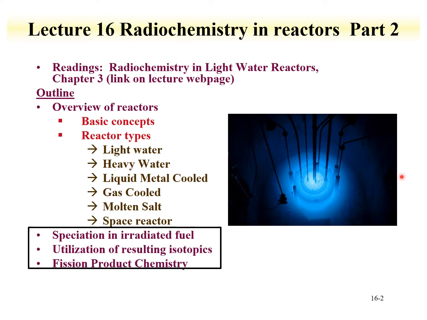Here's a picture of a reactor. This is a research reactor, and this blue glow around the reactor is Cherenkov radiation. Cherenkov radiation occurs when particles travel faster than the speed of light within that media. In this case, the particles coming out from the reactions occurring in the reactor initially travel faster than the speed of light. They get blue shifted, so you see this Cherenkov radiation.